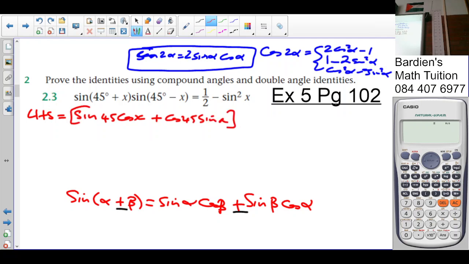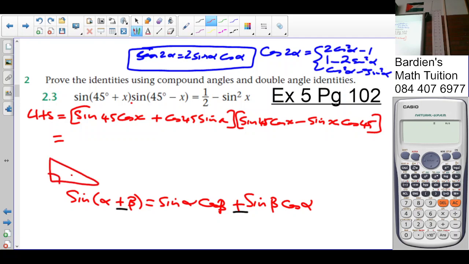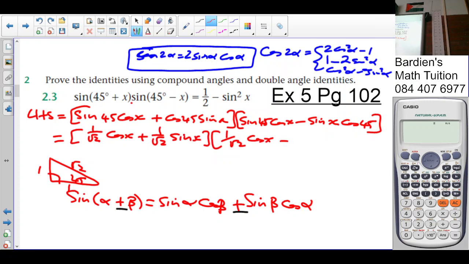And that is being multiplied by, so that will be sine 45 cos x minus sine 45 sine x cos 45. So sine 45, cos 45, that comes from the special triangle, the 45-degree triangle. So it's 1, 1, root 2. So this here would be 1 over root 2 cos x plus 1 over root 2 sine x, into 1 over root 2 cos x minus 1 over root 2 sine x. Okay?